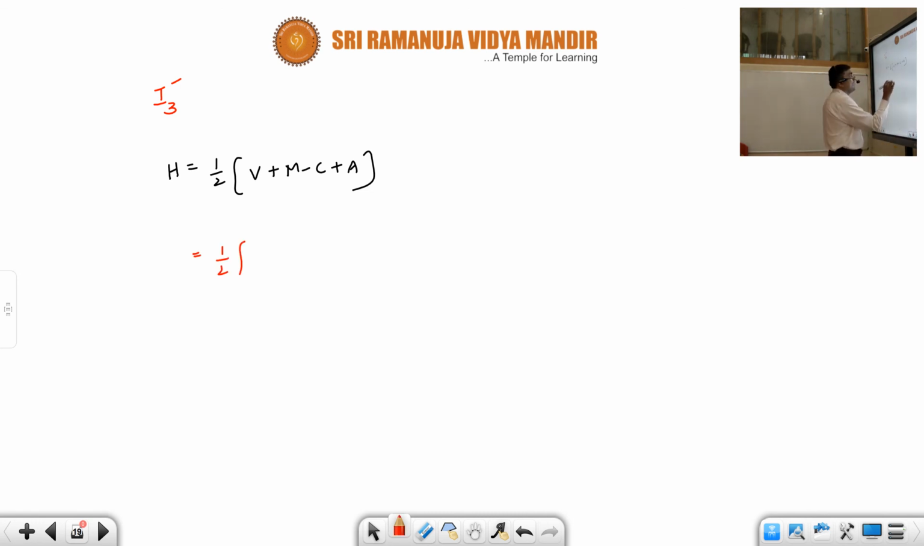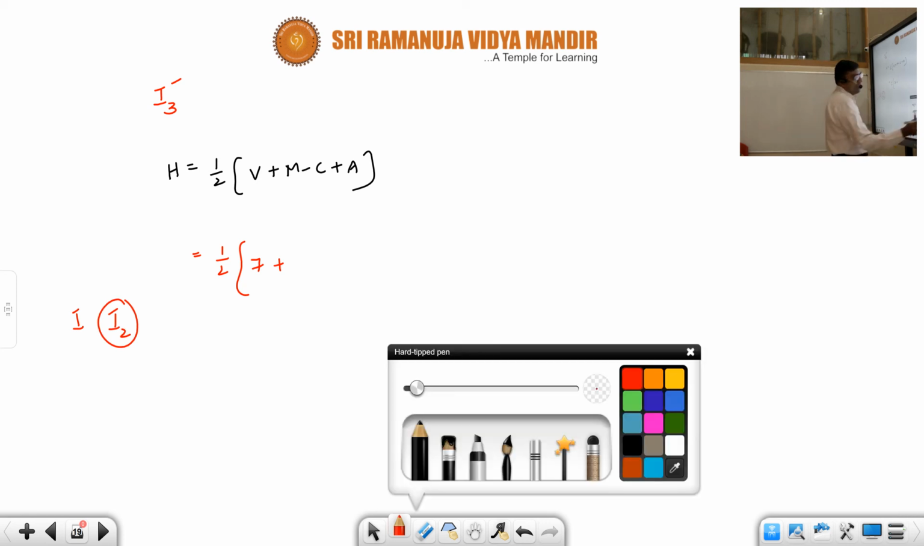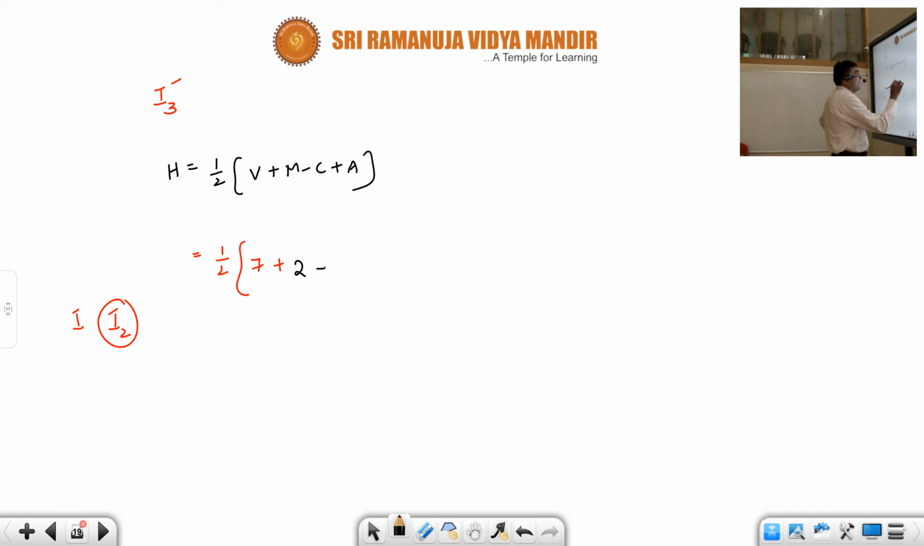H is equal to half into iodine is how many? One iodine valence is 7 plus number of monovalent atoms 2. Only 2 you have to write because one iodine is the central atom and 2 iodines are bonded. So you have to write only 2. Try to understand. Minus C plus A is 1. So that is equal to 5.